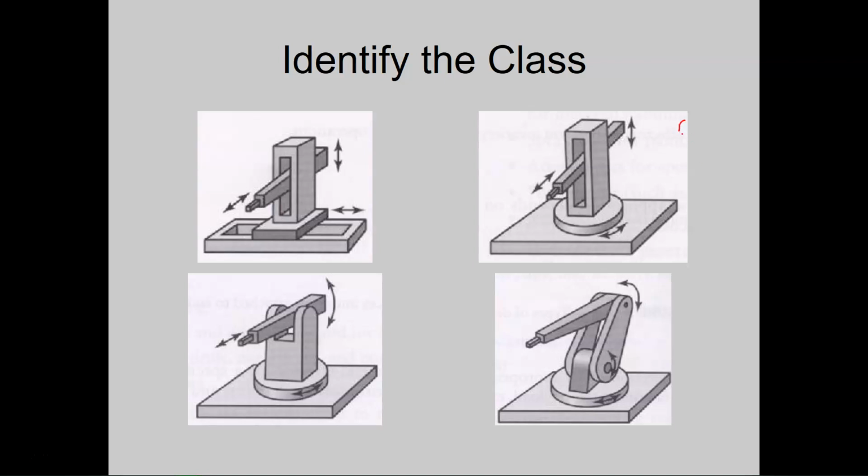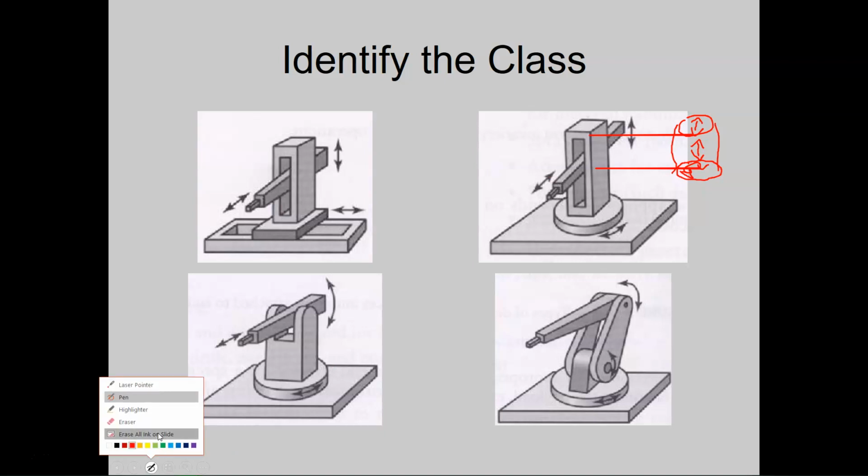For the next one, you have the cylindrical. For cylindrical, that means that it moves up and down. It pivots left and right. And as well as being able to move in and out. So basically, it runs completely as a cylinder.